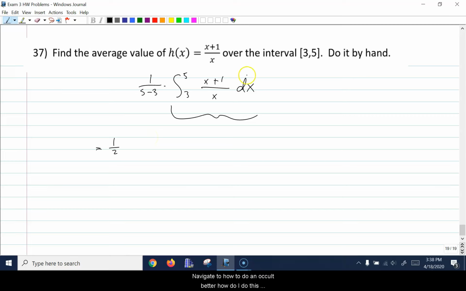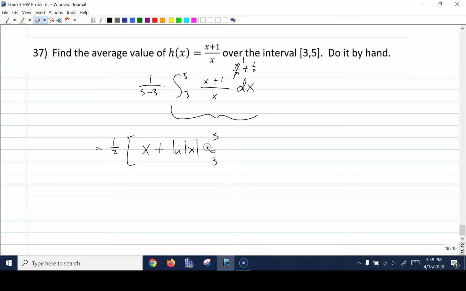How do I do this integral? I do it by splitting it up. That's x over x plus 1 over x. The integral of x over x is the integral of 1. The integral of that is x. The integral of 1 over x is natural log absolute value of x. Now plug in 3 to 5. I forgot I use a bar instead of a bracket.